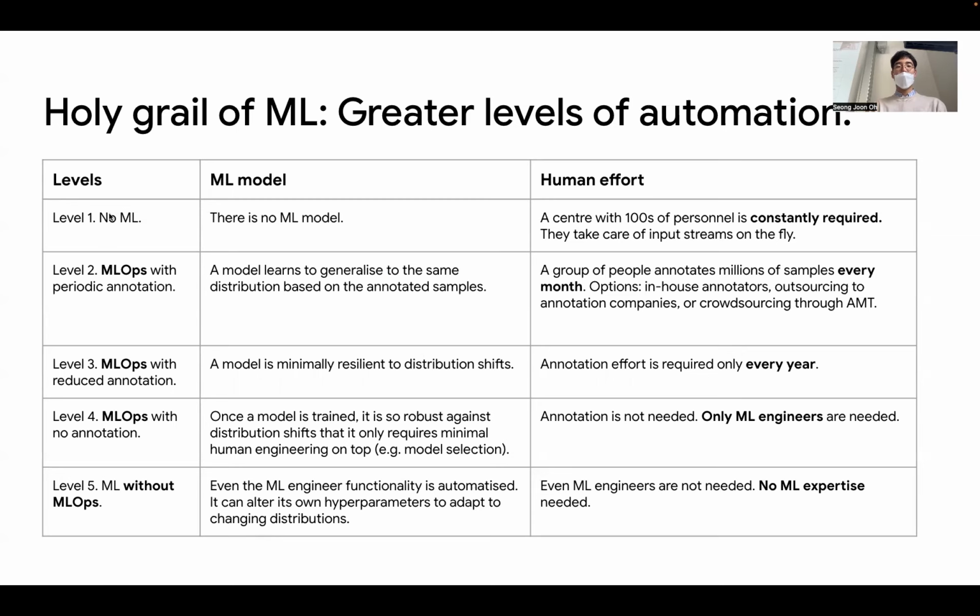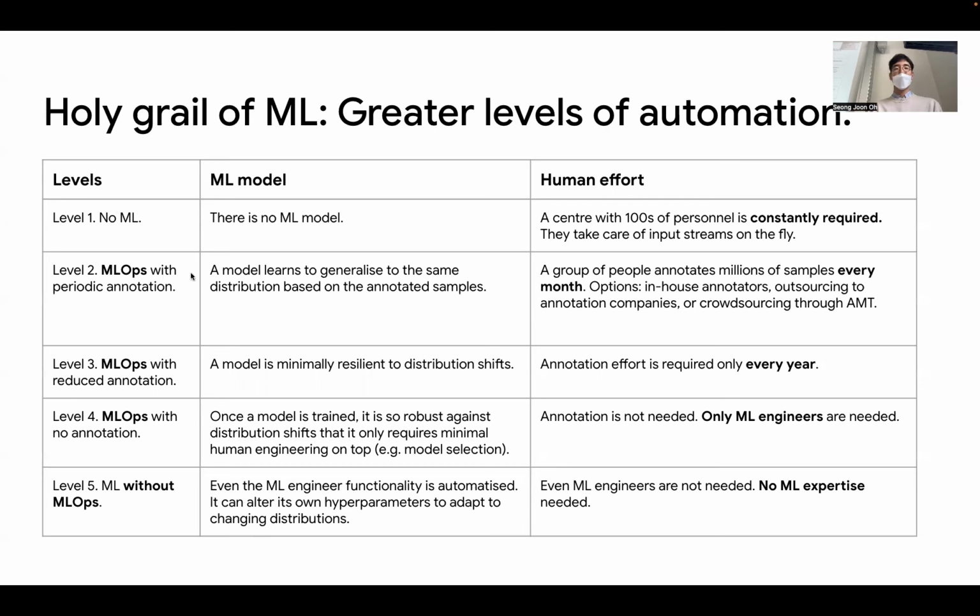So in level 1, when there's no machine learning model, you have to have a huge number of personnel, like 40, 50 years ago, in a center, processing a continuous in-stream of data with human intelligence. And this is very costly and also not very efficient. So that's why there's machine learning, right?